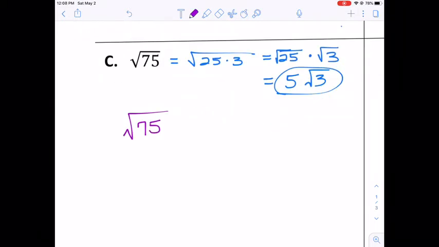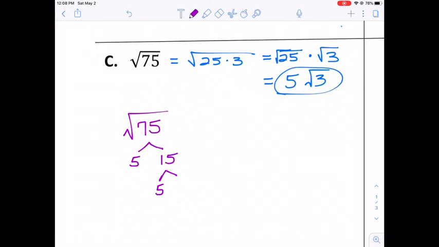In the second method, I'm going to break the 75 down. I know that 75 is 5 times 15. The 5 is a prime number, so I'm done with it. But the 15 is 5 times 3. So I broke down the 15, I broke down the 75, I'm done with those. All that I'm left with is 3 prime numbers, a 5, and a 3.